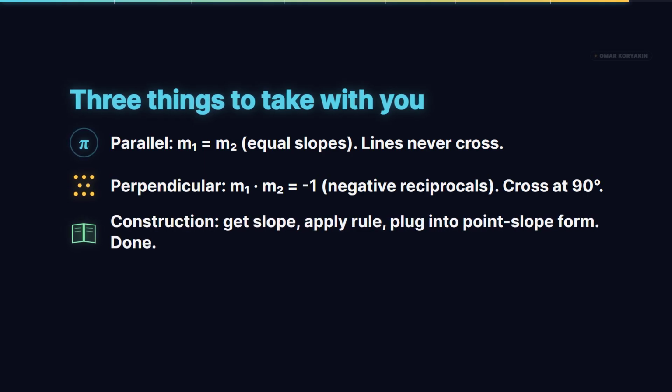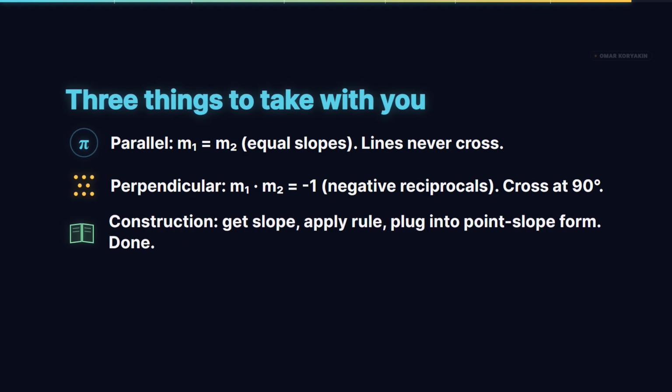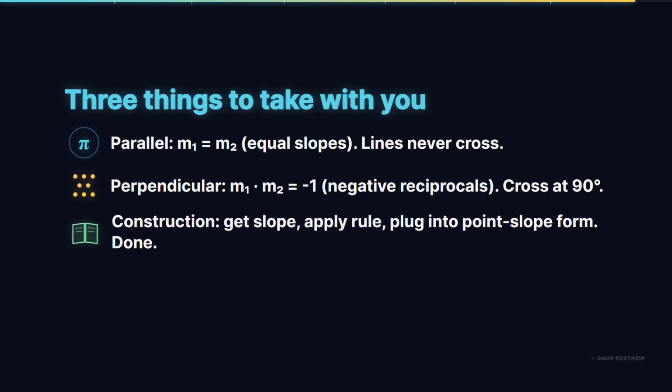The construction is also the foundation for the perpendicular bisector concept that appears in geometry, where the perpendicular bisector of a segment is the line that passes through the midpoint of the segment and is perpendicular to it. Combining the midpoint formula from lesson 2 with the negative reciprocal slope rule from today produces the perpendicular bisector equation in just a few short algebra steps.